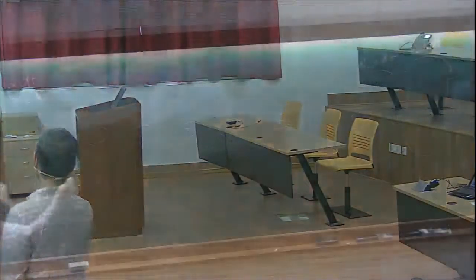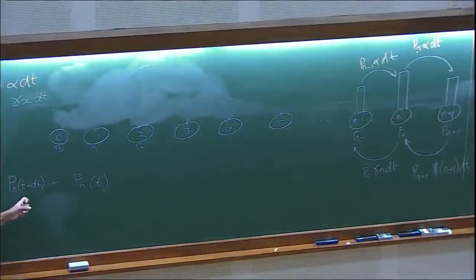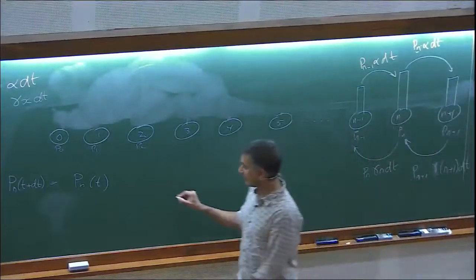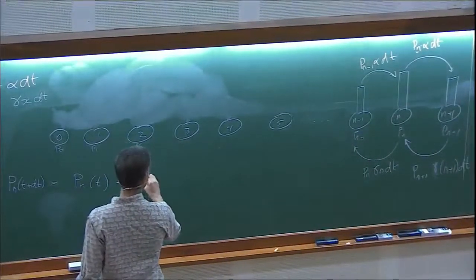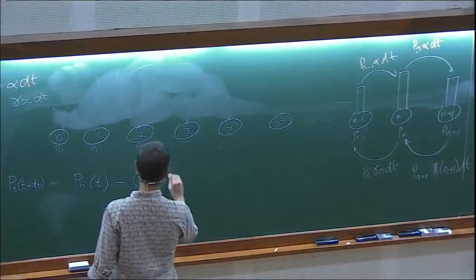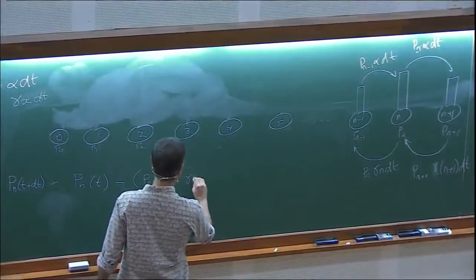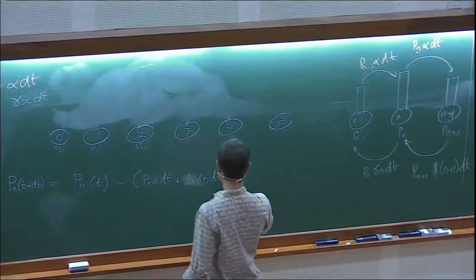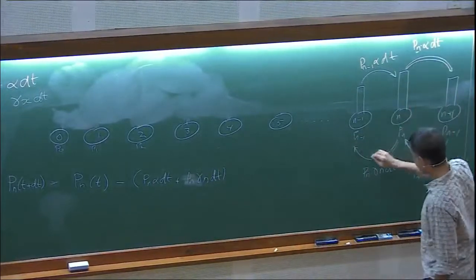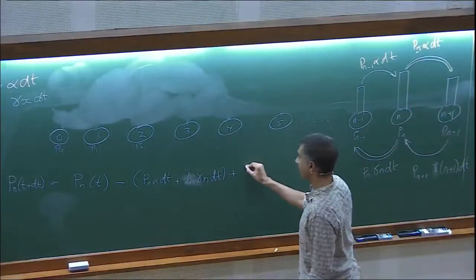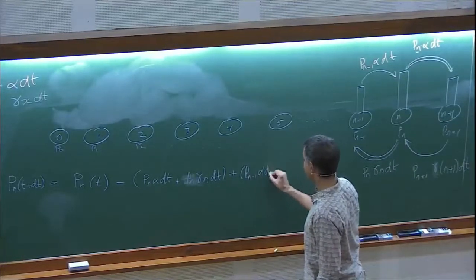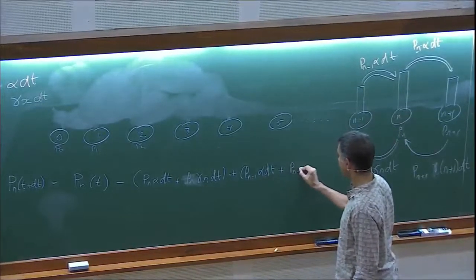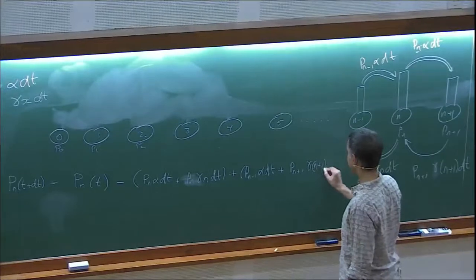So now we can finish the calculation. Right? So we know that the number of cells in the next time point is the number of cells there were minus the number that went away plus the number that came in. And so let's write that down. It's minus Pn alpha dt minus Pn gamma n dt. That's these two arrows. And then it's plus Pn minus 1 alpha dt, is this arrow. And it's plus Pn plus 1 gamma n plus 1 dt.